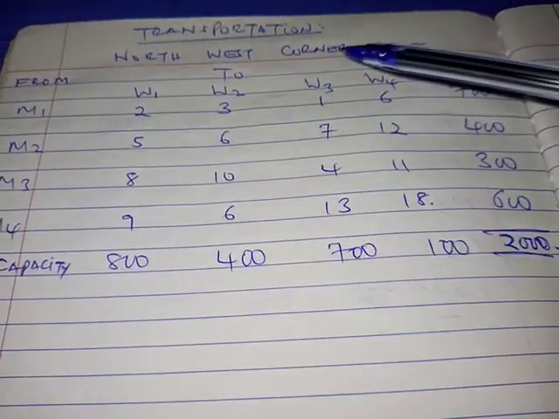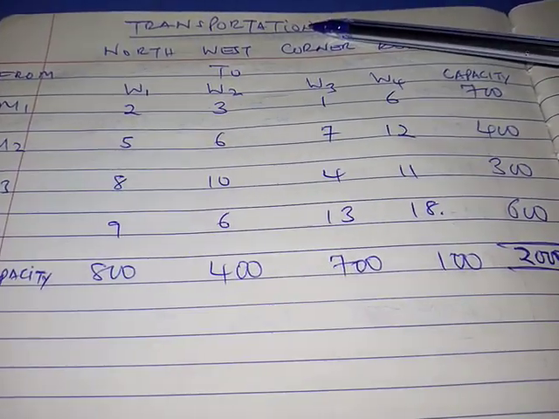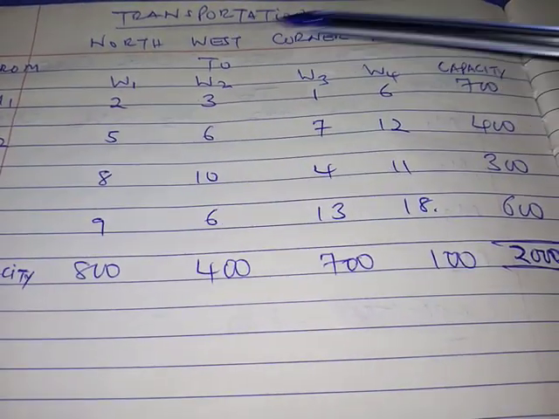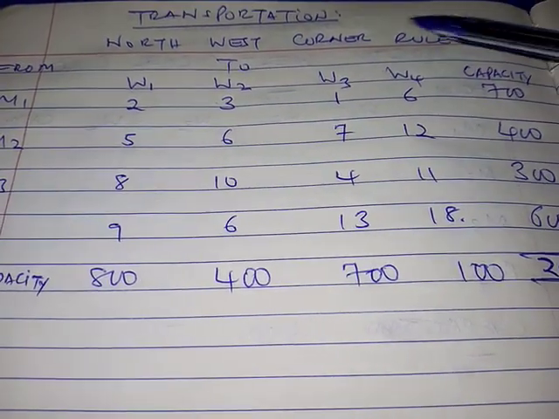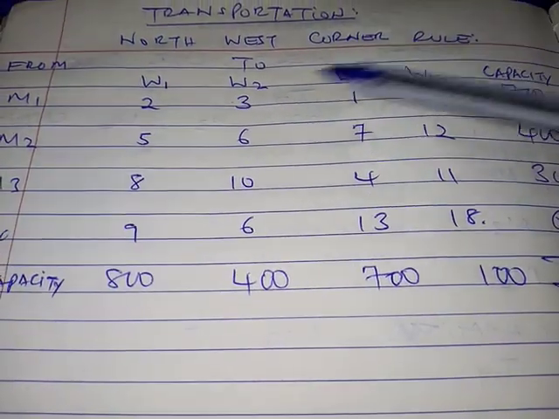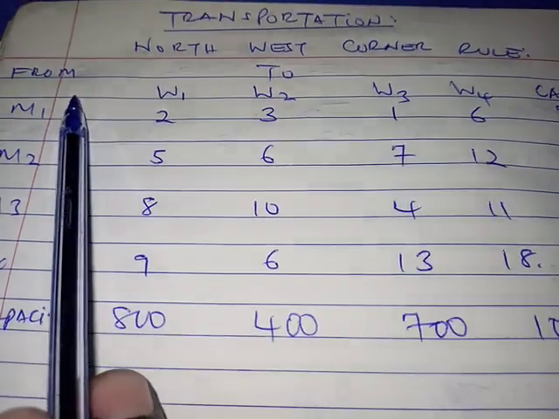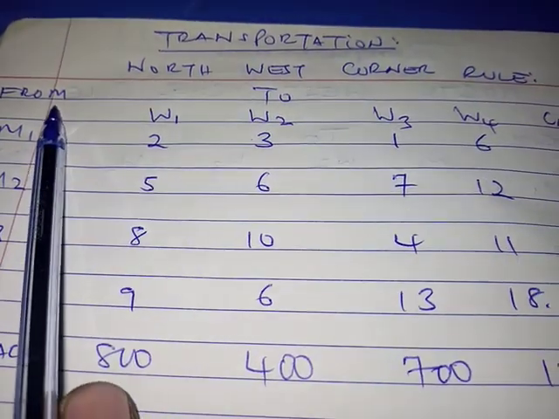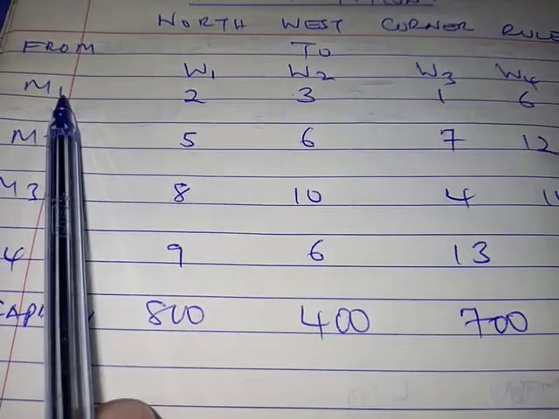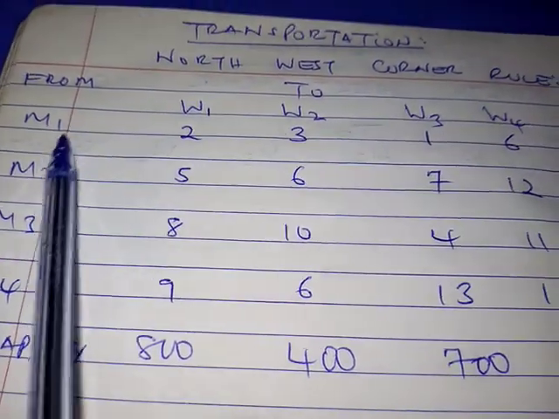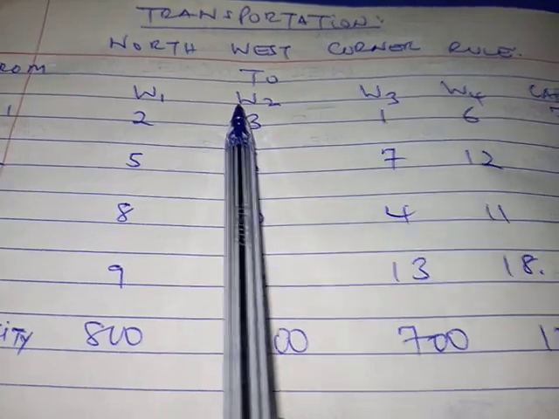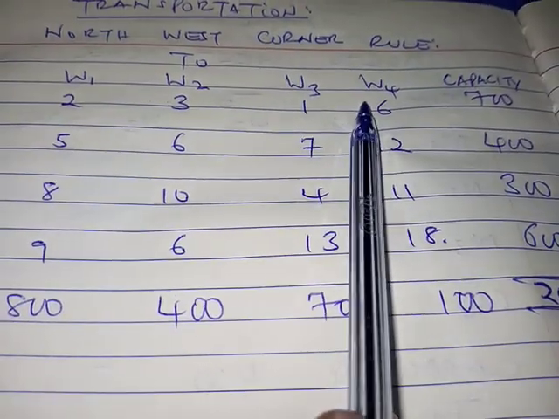Today we shall look at the transportation model and we shall concentrate on the northwest corner rule method. Northwest corner rule is a method of assigning or transporting items from manufacturing plants M1, M2, M3, M4 to warehouses W1, W2, W3 and W4.